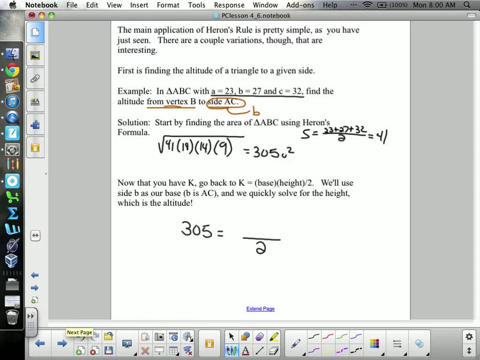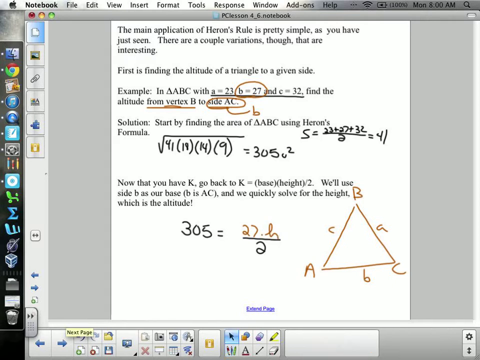We name the triangle. If you're not sure which one to choose, then draw your triangle. We don't even know what it looks like, but that's okay. ABC, side AC is going to have to be side B, because this is side A across from A, and this is side C across from C. So B is going to be my base. And once I've got the numbers in there, that's pretty simple. It's 610 divided by 27 is my height.